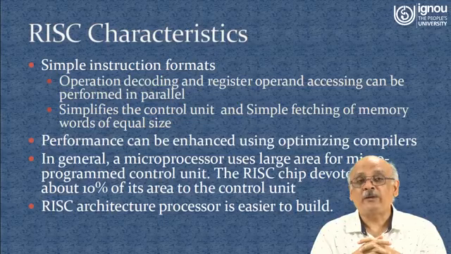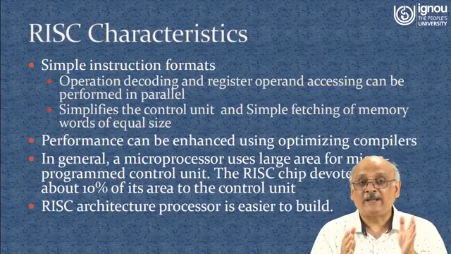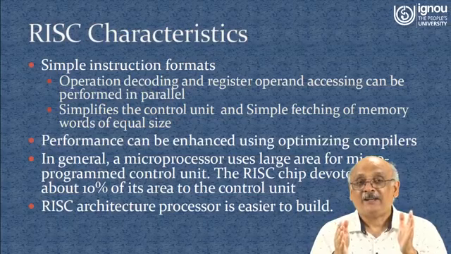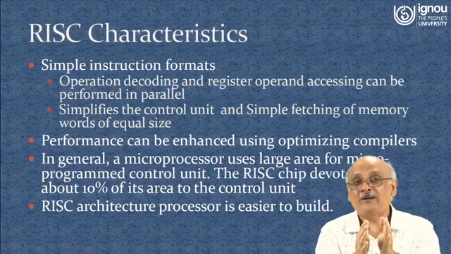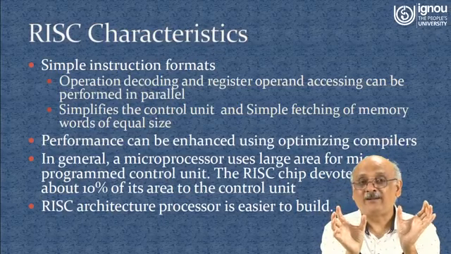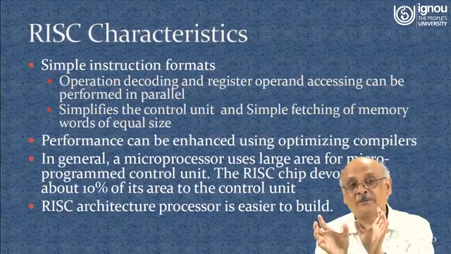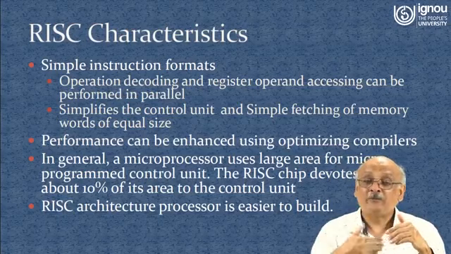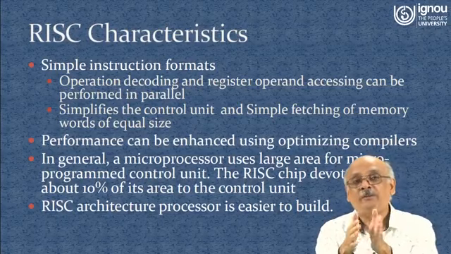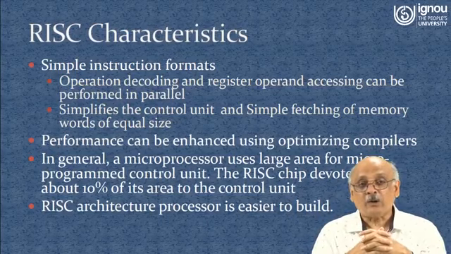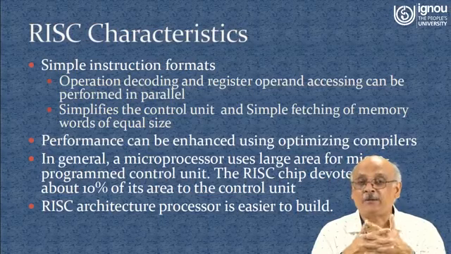So operation decoding and register operand accessing can be performed in parallel. That is a very important situation. Why? Because if 2 steps can be performed in parallel, then we are moving to some kind of pipeline domain, or a multiprocessor domain, which is much more efficient than a uniprocessor domain when everything is to be done in a sequential manner. All right. Performance can be enhanced using optimizing compilers.